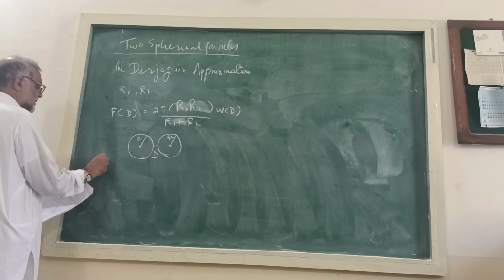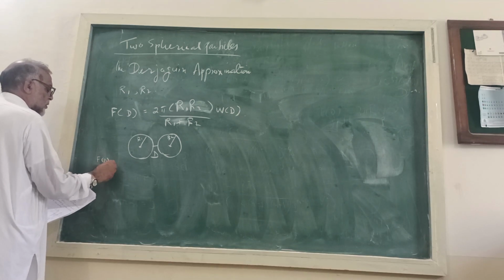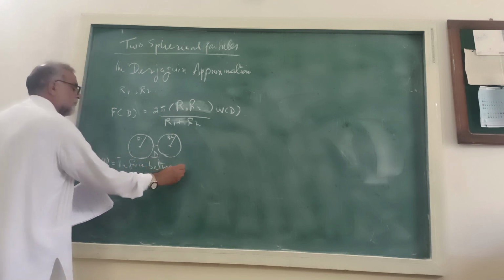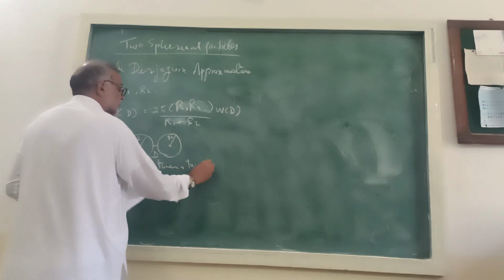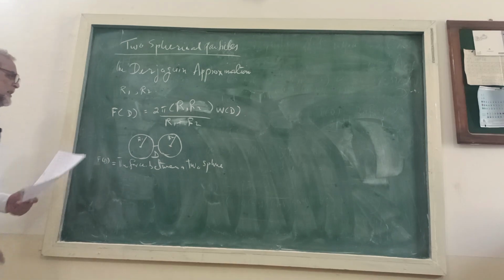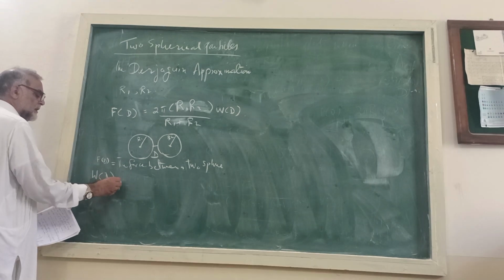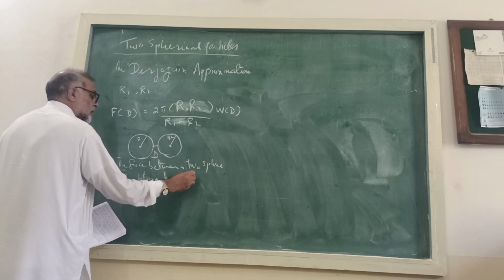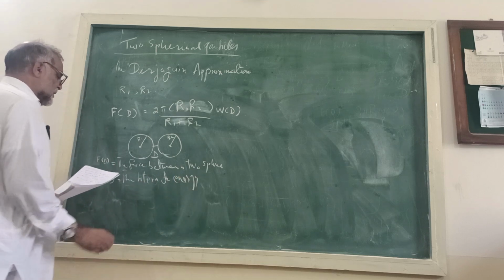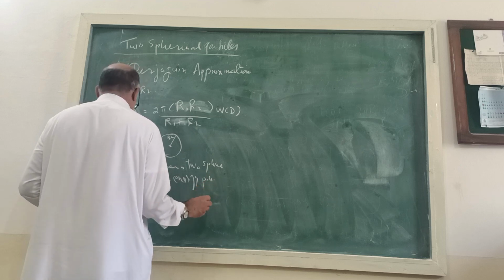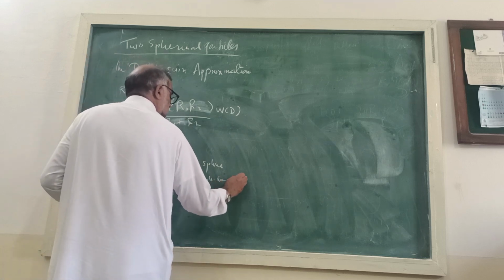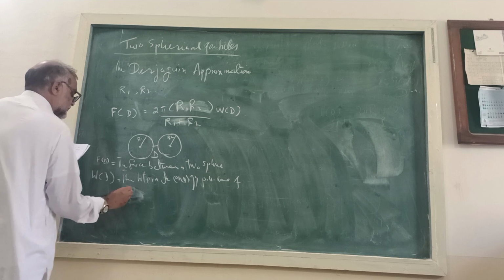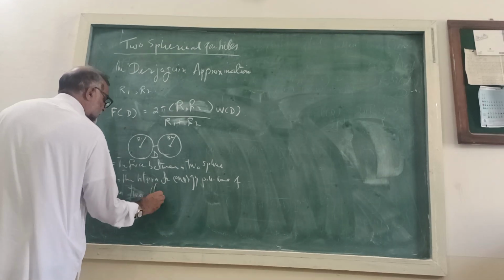F of D is the force between two spheres, and W of D is the interaction energy, right, per unit area of two planes, two plane surfaces.